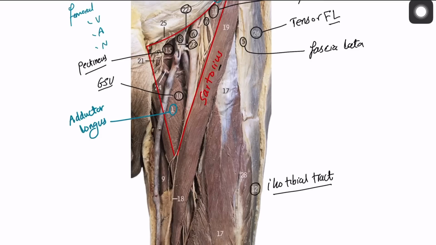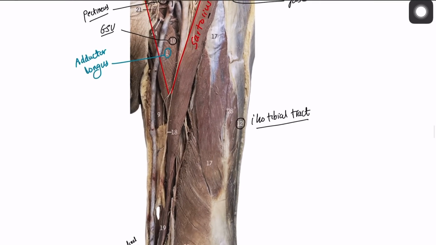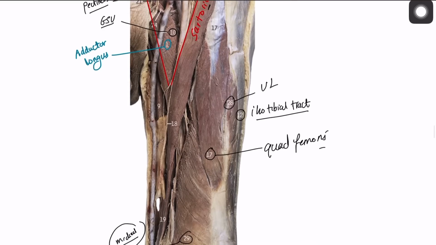I think we pretty much covered all of this. And then if you go a little bit down, obviously this is medial and that's lateral. So you have 28 as vastus lateralis, and 29 is vastus medialis. And 17 is the quadriceps femoris. And number 19, we talked about it, is the sartorius muscle.